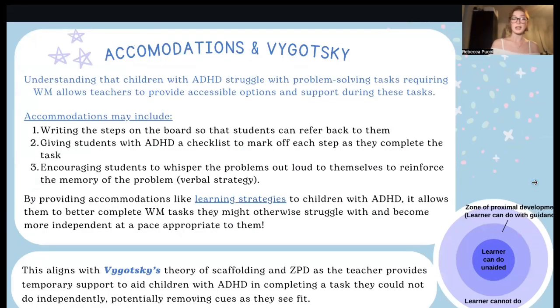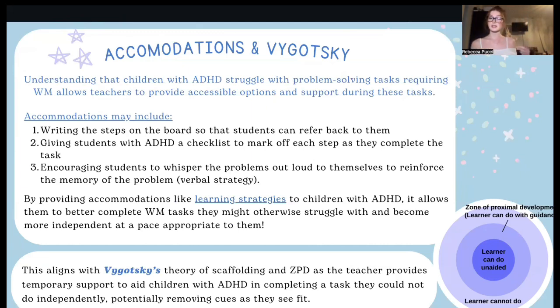So, accommodations and Vygotsky. Understanding that children with ADHD struggle with problem-solving tasks requiring working memory allows teachers to provide accessible options and support during these tasks. An example of this could be writing the steps on the board so that a student can refer back to them, giving students with ADHD a checklist to mark off each step as they complete the task, and encouraging students to whisper the problem out loud to themselves to reinforce the memory of the problem. By providing accommodations like learning strategies to children with ADHD, it allows them to better complete working memory tasks they might otherwise struggle with and become more independent at a pace appropriate to them.